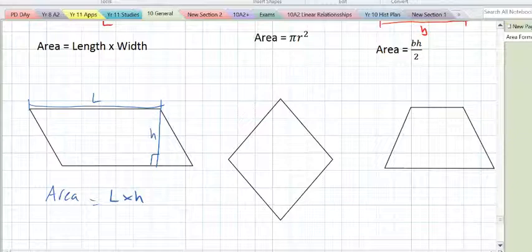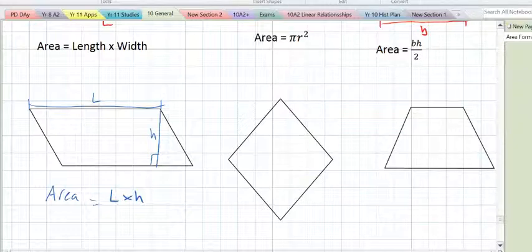But how are you meant to figure out what the number is? The height will be given. Normally the height's given. Otherwise, you could use Pythagoras' theorem, but I don't think we'd expect you to do that.